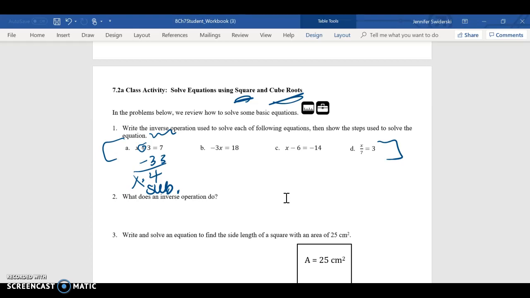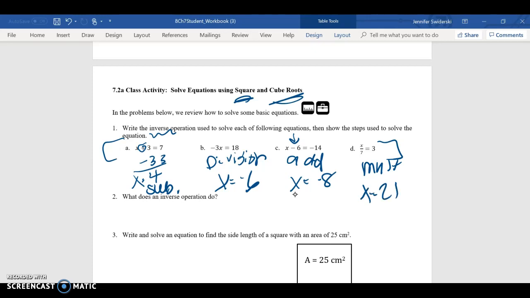All right, what is the inverse for b? Well, many of you are seeing that negative 3x indicates that's multiplication. The inverse is division. So I would divide by negative 3. So x is negative 6. Here, that's subtraction. The inverse of that is addition. So you would add 6 to both sides, and you'd get x is negative 8. Here, we have division. The inverse of that is multiplication. So 7 times 3, x should be 21.